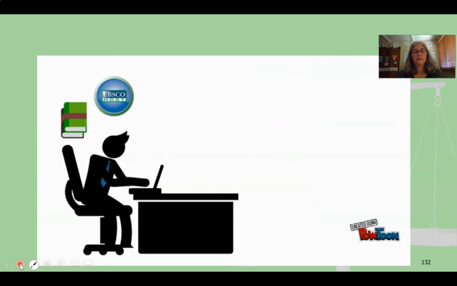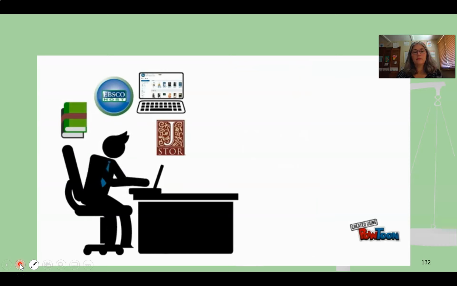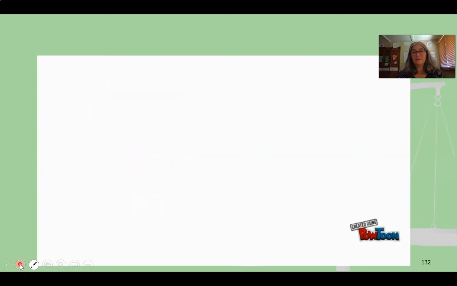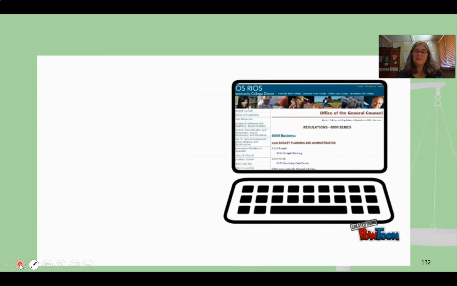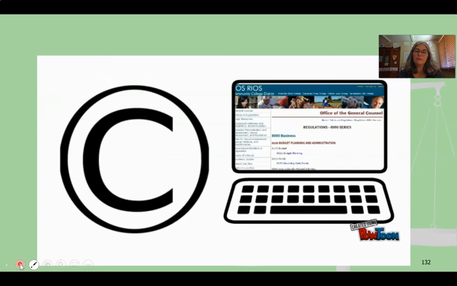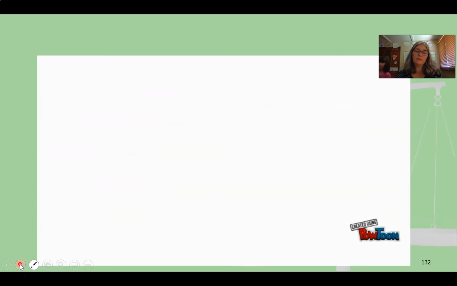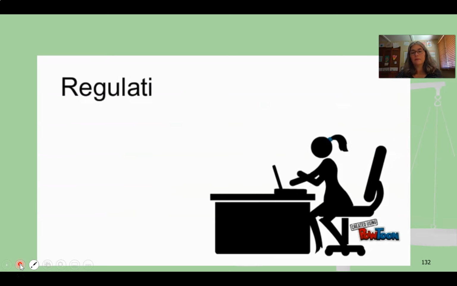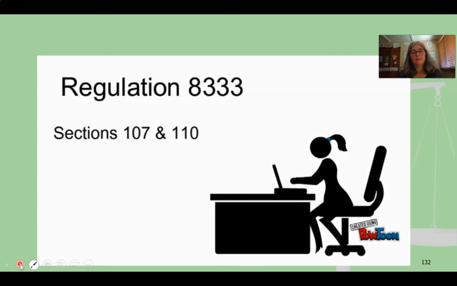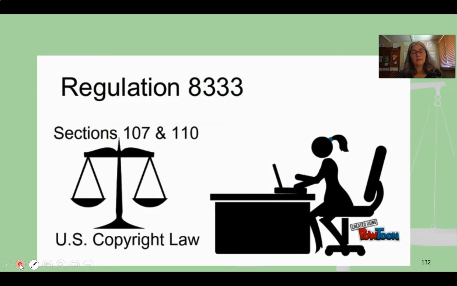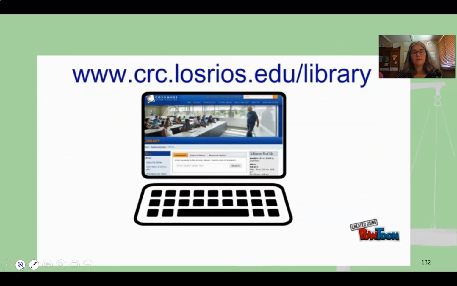Using multiple sources to create your own content? Set a good example for your students. Always cite your sources. LRCCD has guidelines to help you obey copyright law and to protect the work you create as an employee of the district. Want the fine print? Check out Regulation 8333 or Sections 107 and 110 of U.S. copyright law. Find links and more information on the library's web.